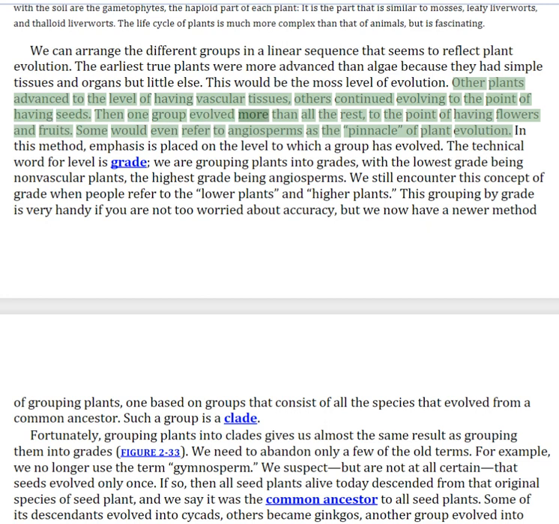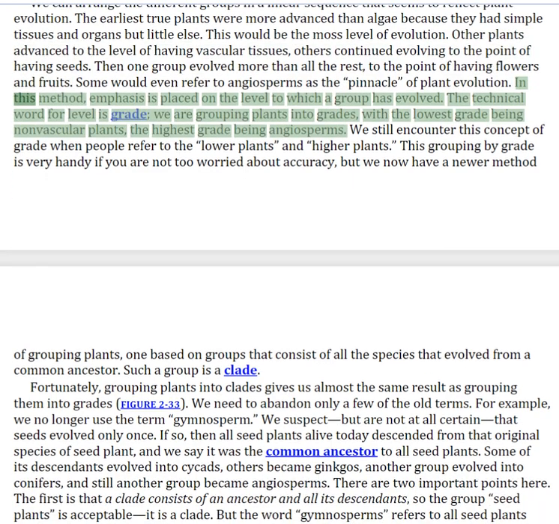Then one group evolved more than all the rest, to the point of having flowers and fruits. Some would even refer to angiosperms as the pinnacle of plant evolution. In this method, emphasis is placed on the level to which a group has evolved. The technical word for level is grade. We are grouping plants into grades, with the lowest grade being nonvascular plants, the highest grade being angiosperms.